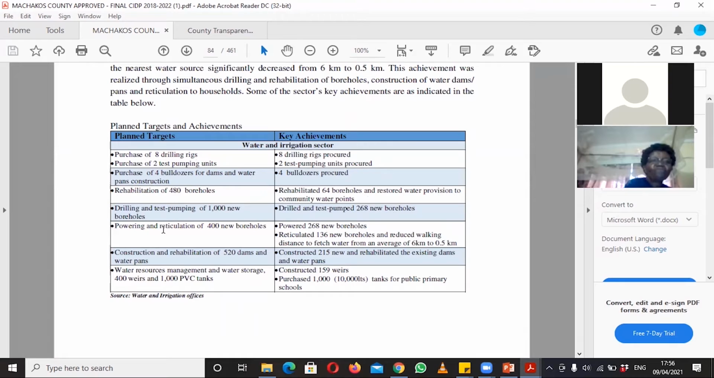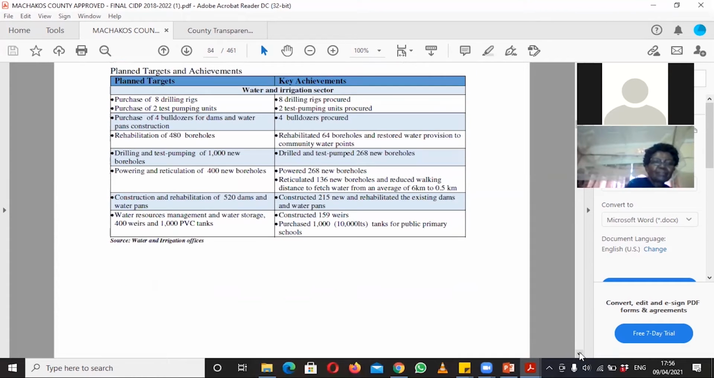They are saying powering and rectification of 400 new boreholes, construction and rehabilitation of 520 dams and water pans. They constructed 215 new and rehabilitated the existing dams and water pans. Okay. So, like the dam that we had initiated in Wamunyu, it was under this construction of 520 dams. So it was among these.